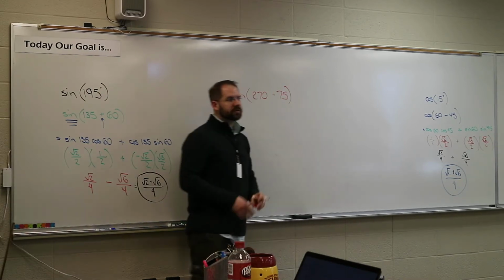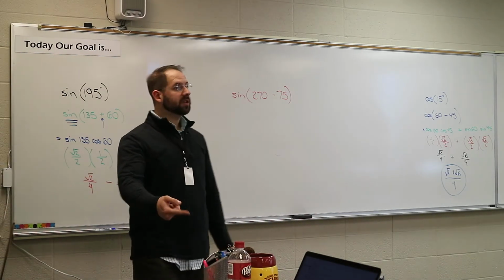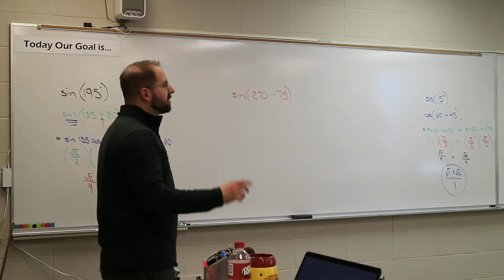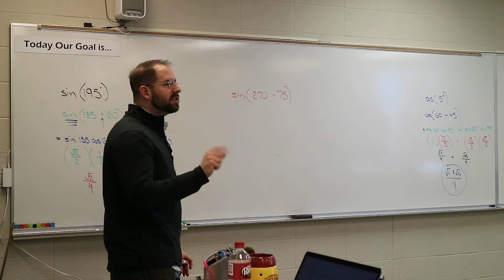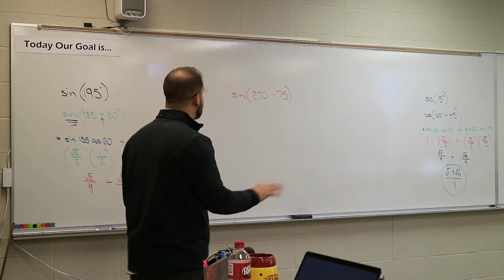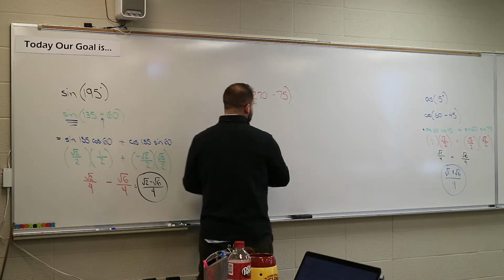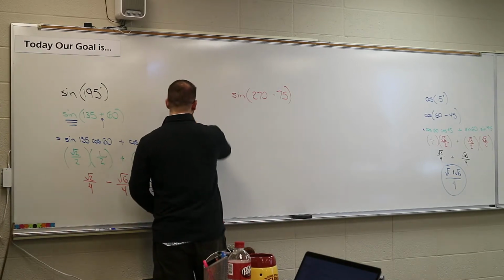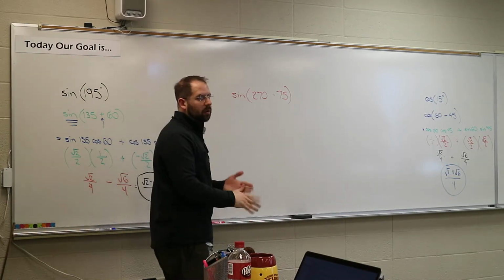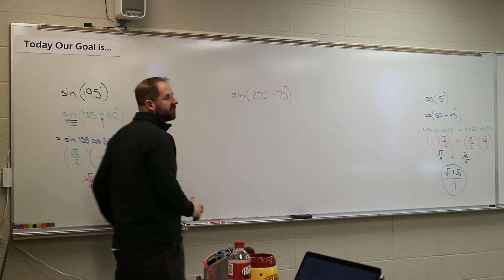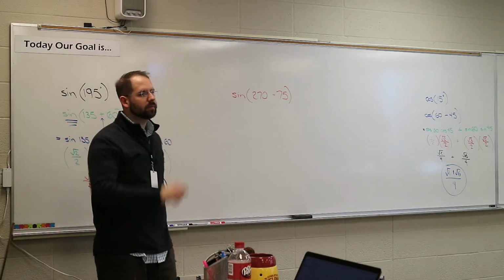These are the numbers we chose. 270 was on the unit circle. 75 isn't. But you can still do this problem because here's how it works. You have to use the subtraction formula. And by the way, this is a problem you might want to write down, because this would be something you'd see in a college level pre-calc. Write it down.